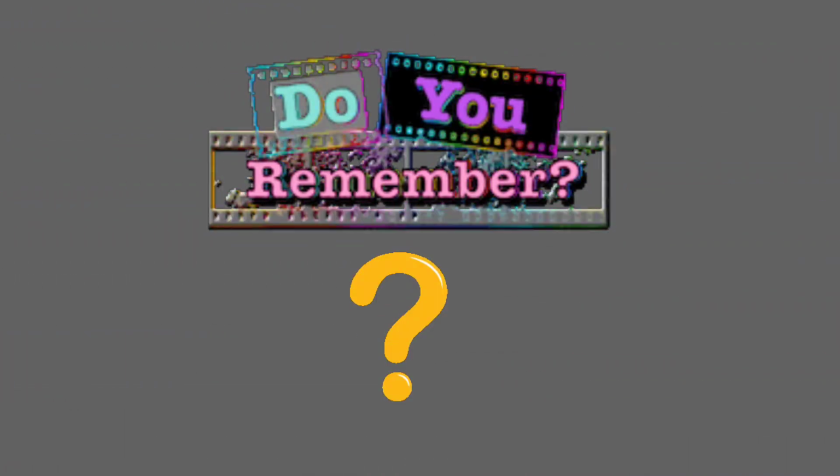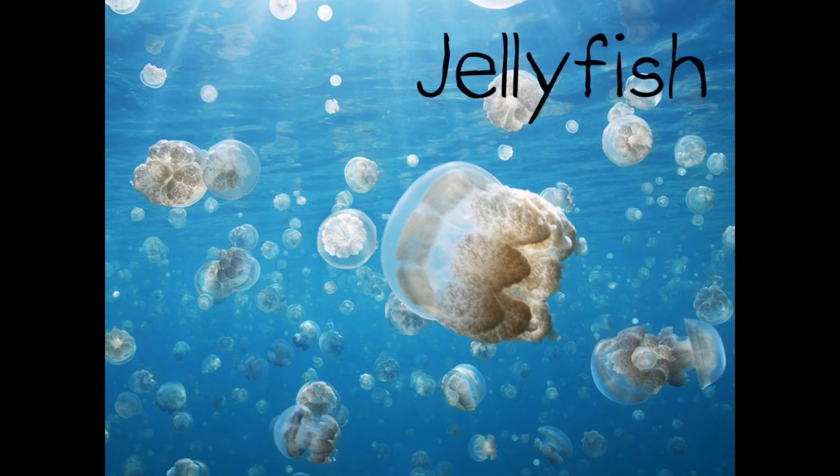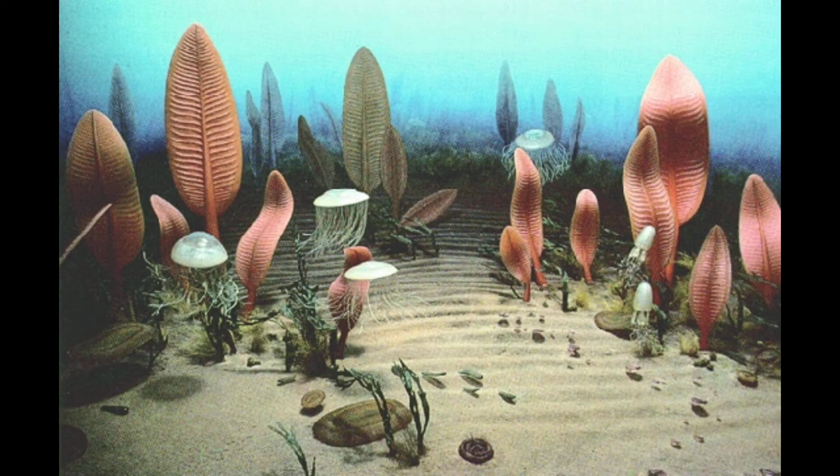What else was there in the Proterozoic era? Let's see if you remember. Yes, there were a lot of jellyfish in the oceans and very old plants that we do not see today, like the one you can see on this picture.